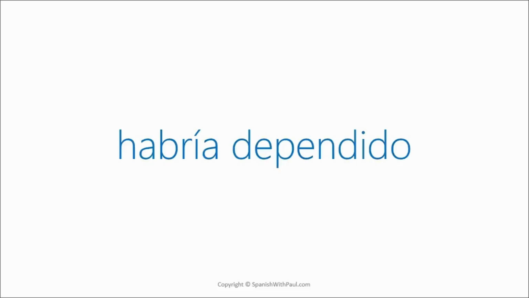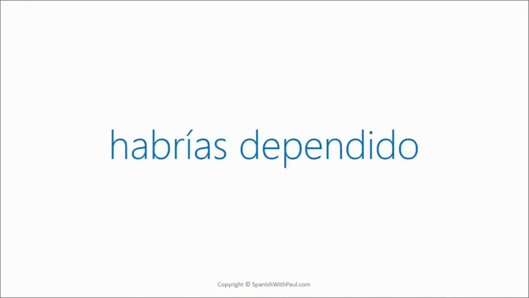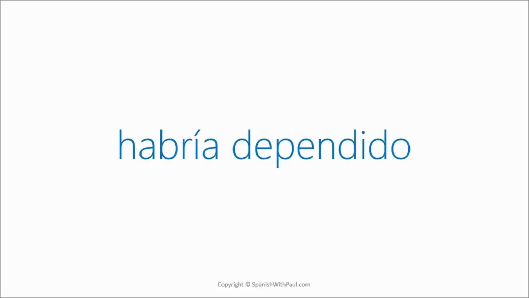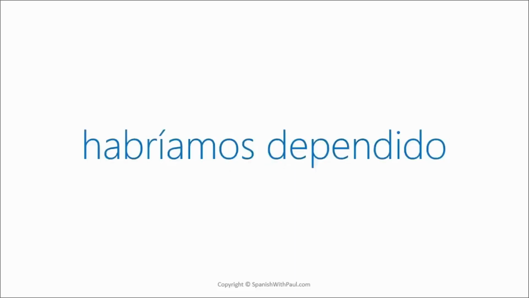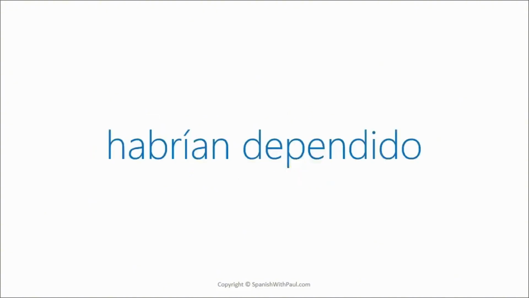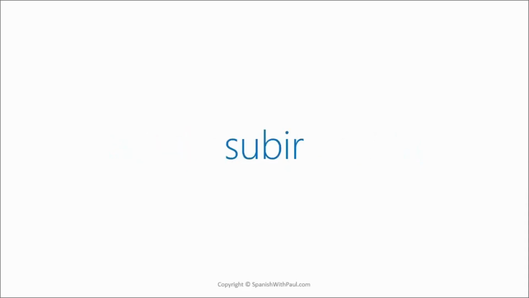Habría dependido. You would have depended. Habrías dependido. He, she, or it would have depended. Habría dependido. We would have depended. Habríamos dependido. They would have depended. Habrían dependido. Finally, an IR verb will take subir, which means to climb.